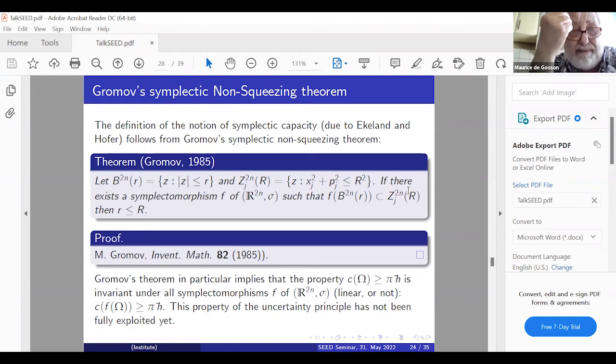If we can find such a symplectomorphism which squeezes the ball inside the cylinder, then we must have small r smaller or equal than big R. This means that you cannot use symplectic transformations to squeeze big balls into a symplectic cylinder. If you use simply volume-preserving diffeomorphisms, you can do it. Think about Liouville's theorem. You can take a big ball and compress it to a solid and enter it in any cylinder. But if you have symplectic transformations, which are indeed also volume preserving, you cannot do that. So this is called the symplectic rigidity.